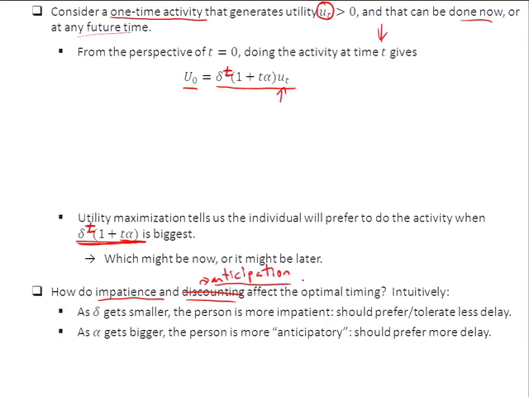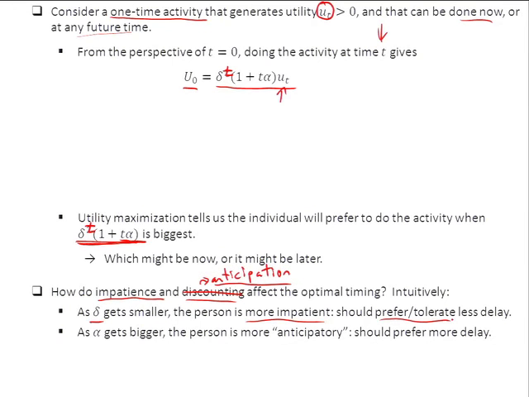Now, intuitively, what we think is that as delta gets smaller, which means the person becomes more impatient, they should prefer or tolerate less delay, right? I want this nice thing now because I'm a big-time discounter. And even to the extent that delta captures how fast anticipation fades out, you get the same intuitive effect, right? If anticipation fades out rapidly, because you just tend to not think about the future as hard when it's further out, you should still want the kiss sooner.